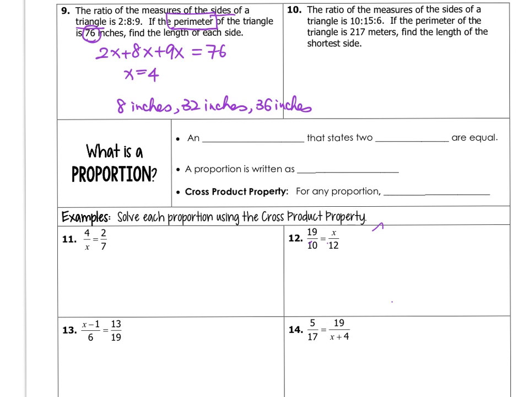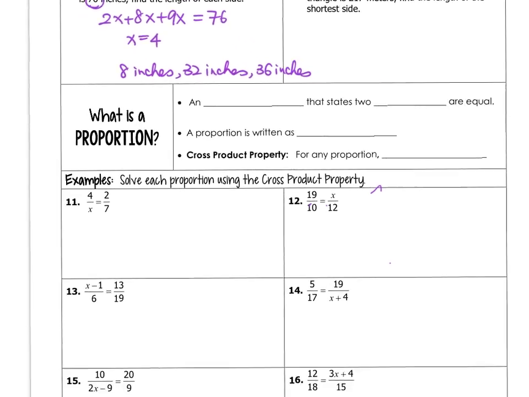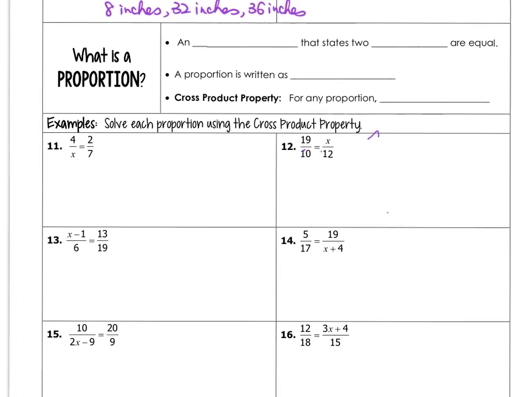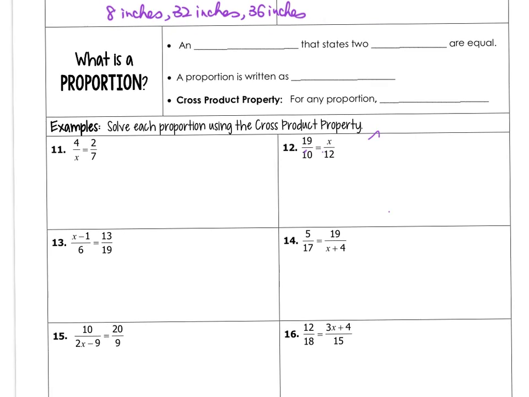Finish number 9 on your own. So again, keep in mind that ratio is a comparison of 2 or 3 or more things. And the way to solve these word problems is find out whatever is given, and when you use the ratio, you can use x to represent one part. So in our example number 9, you have 2 parts, 8 parts, and 9 parts. You add them all together, you have the perimeter.